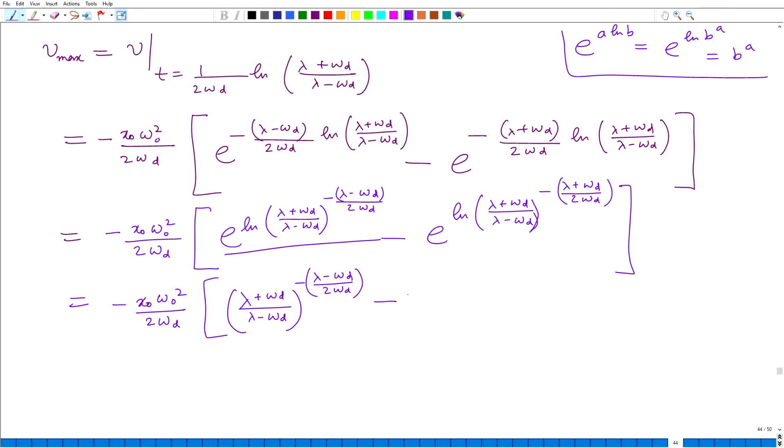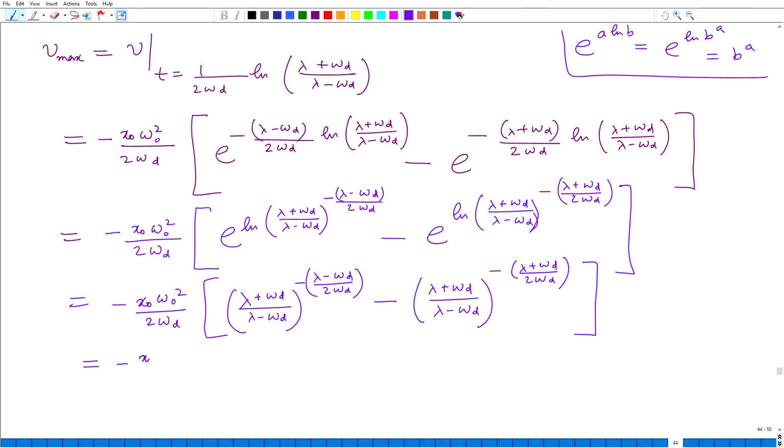Minus, here there should be a minus, I should erase this, otherwise it will be confusing. Yes, lambda plus omega d by lambda minus omega d, minus lambda plus omega d by 2 omega d. Okay. So, this is something I think we can all do. Okay. And then since there is a minus sign, you can actually take something.